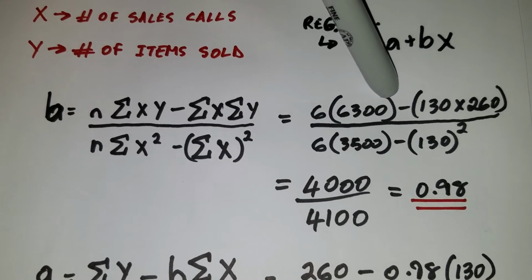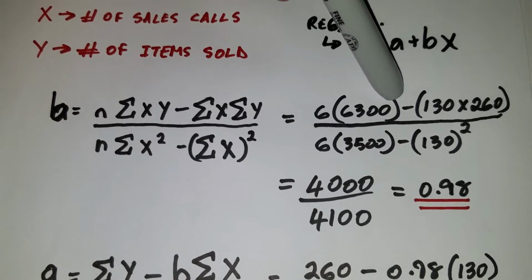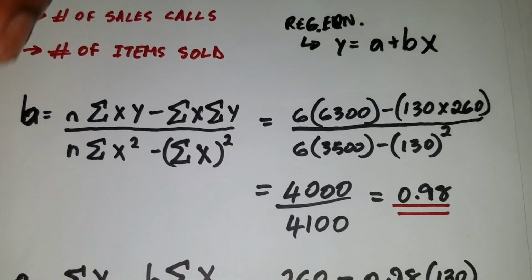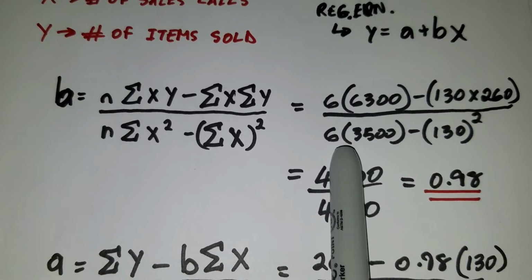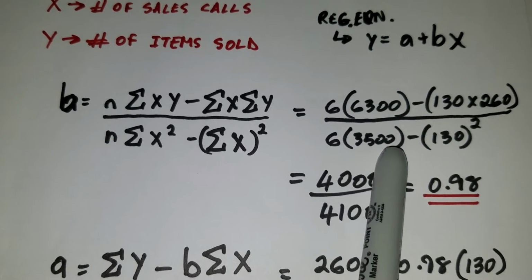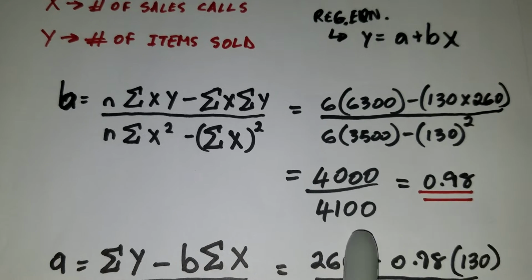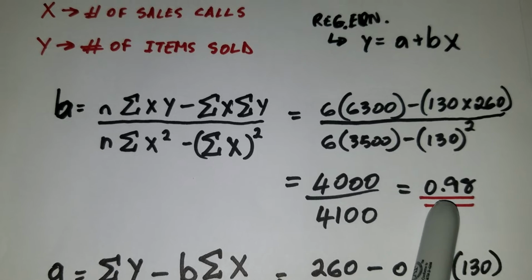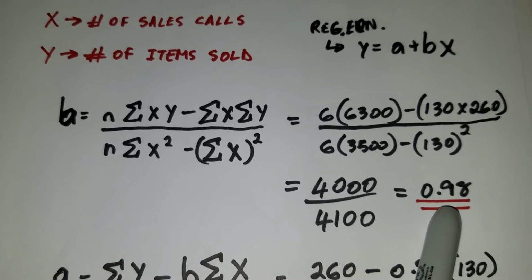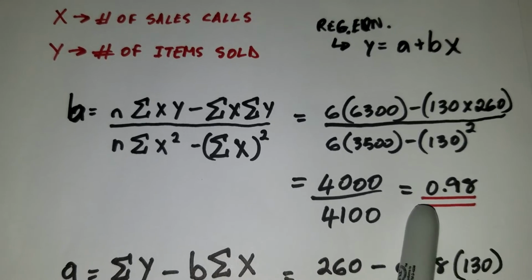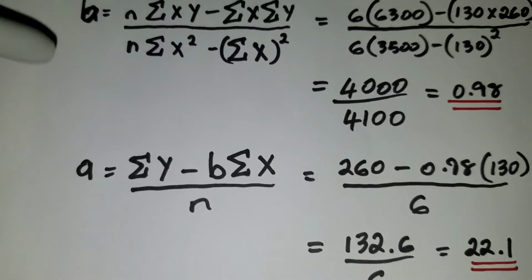Now when we work out the numerator, 6 times 6,300 minus 130 times 260, we get 4,000. And when we work out the denominator, we get 6 times 3,500 minus 130 squared, which is 4,100. And that would be our gradient, otherwise known as b, and that is 0.98. So we found b, now it's time to find a.